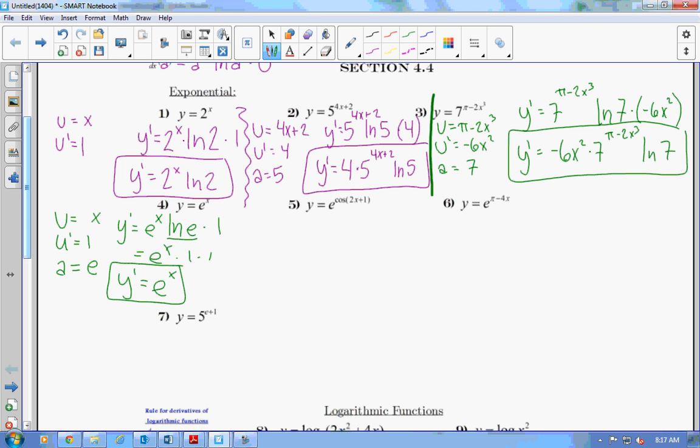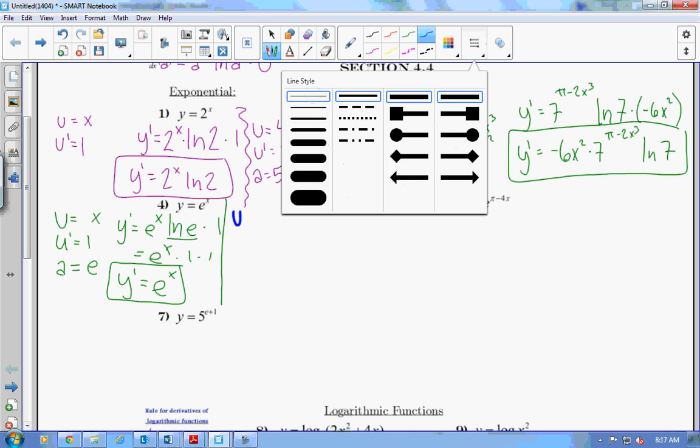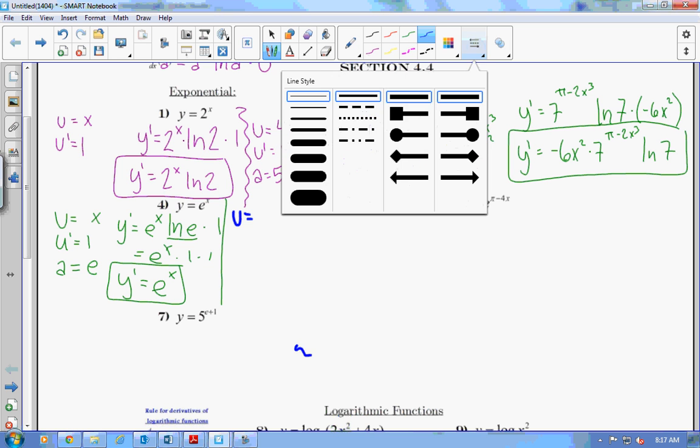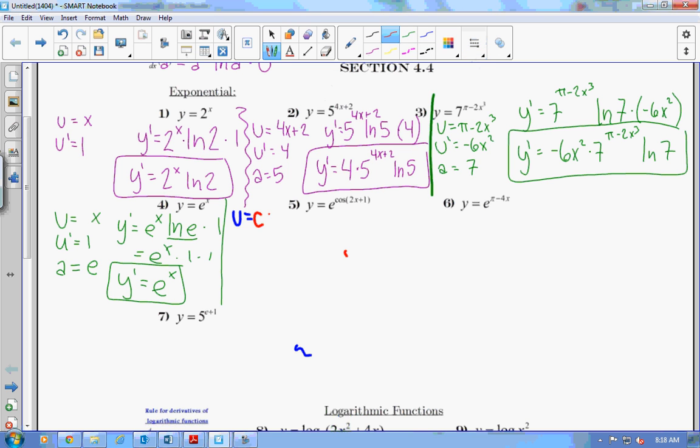Okay. Number 5 looks like it has some fun stuff coming up. Get a skinny marker. Skinny marker. Not doing skinny. Okay, what is u? Yeah, and if I could get a skinny marker, I would love to write that down. I don't know why it's not going skinny.